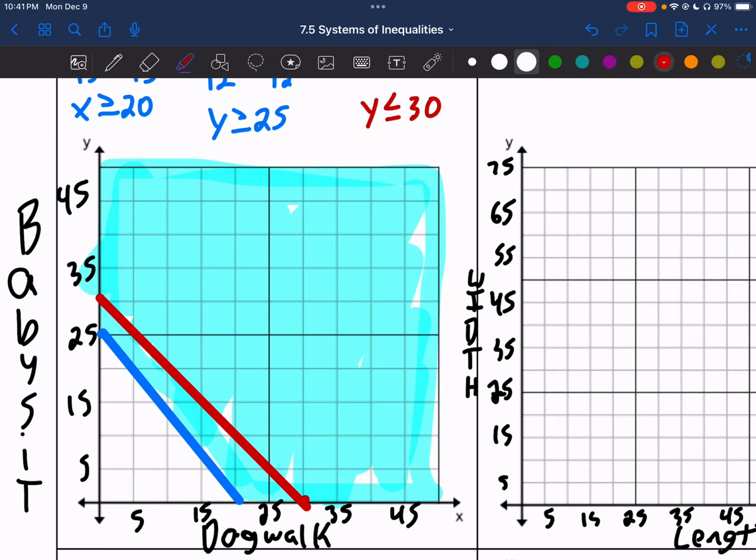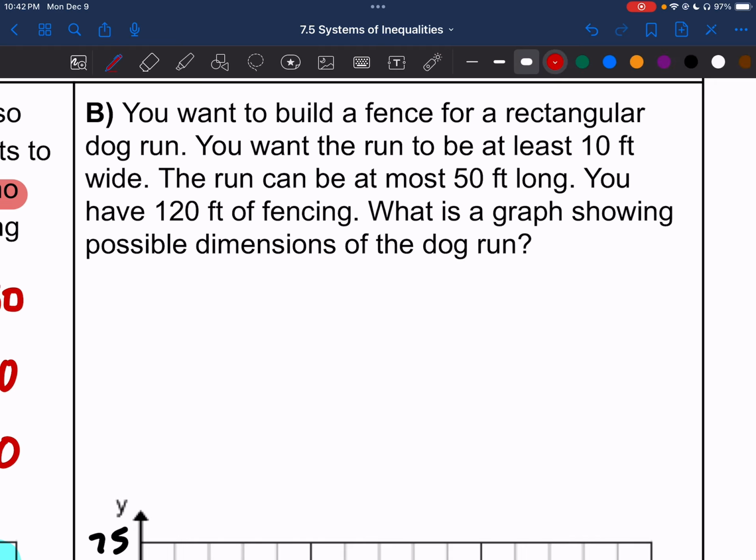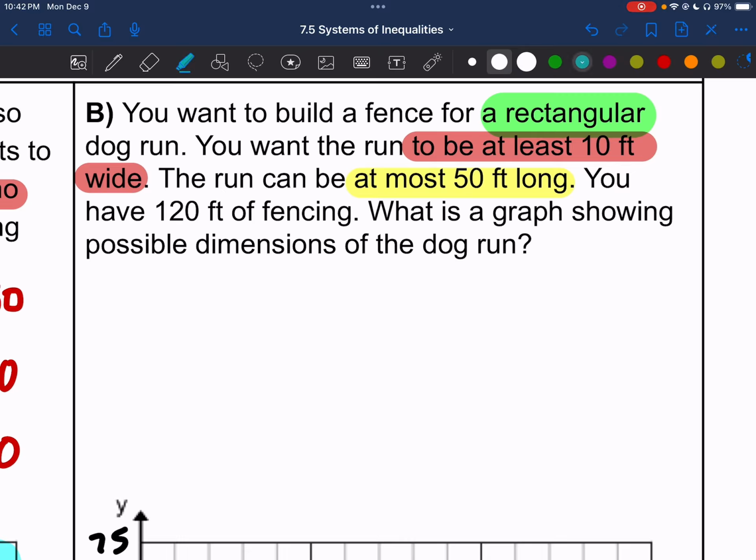All right, letter B. You want to build a fence for a rectangular dog run. Okay, so that seems like an important piece of information, that it's going to be a rectangular dog run. All right, you want the run to be at least 10 feet wide. Well, that seems pretty important, at least 10 feet wide. We want it to be at most 50 feet long, and we have 120 feet of fencing. We want a graph of this dog run.